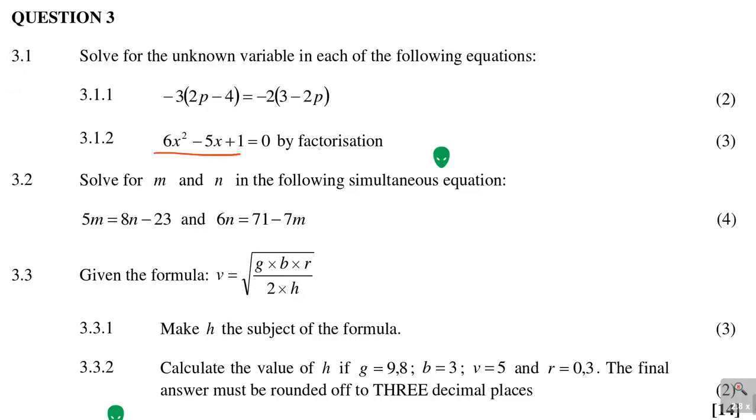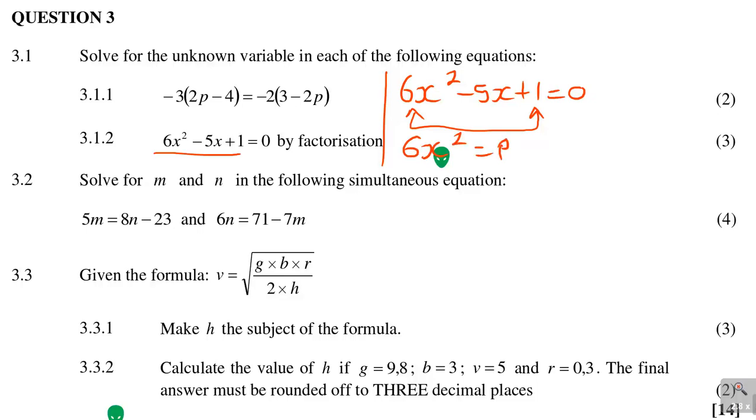Then it says solve for x by factorization. Now what I have is 6x squared minus 5x plus 1 is equal to 0. As I say, this is the product sum method I use. I multiply the first two, which is 6x squared is my product, and then my sum is the center, which is minus 5x is my sum.